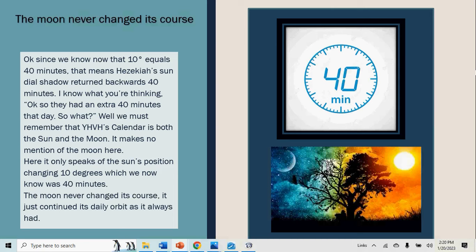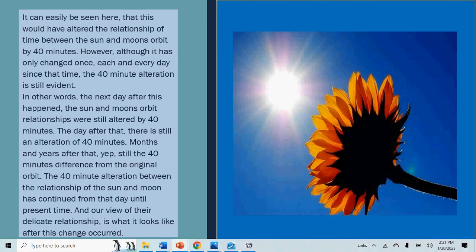It makes no mention of the moon here. Here it only speaks of the sun's position changing 10 degrees, which we now know was 40 minutes. The moon never changed its course. It just continued its daily orbit as it always had. Well, it can easily be seen here that this would have altered the relationship of time between the sun and moon's orbits by 40 minutes.